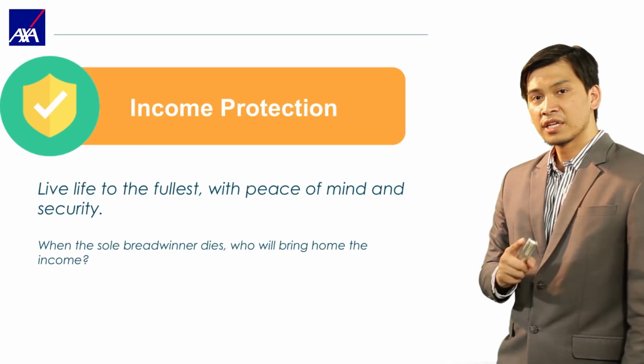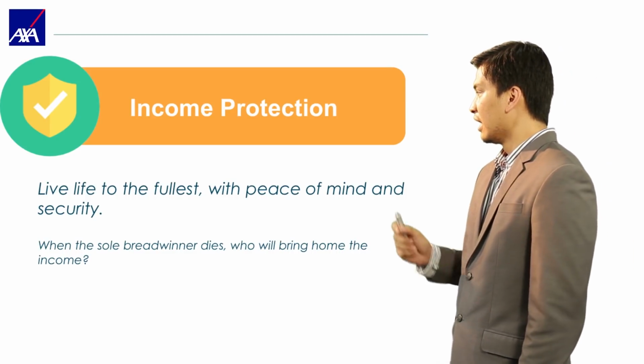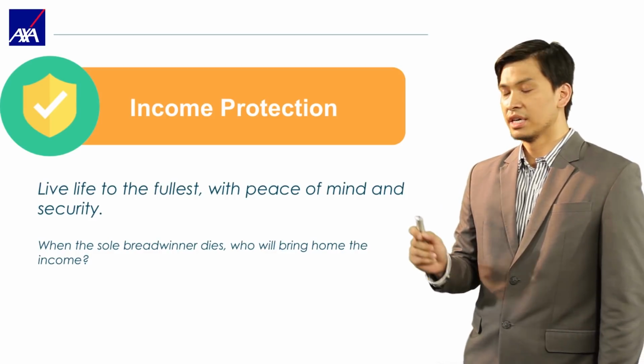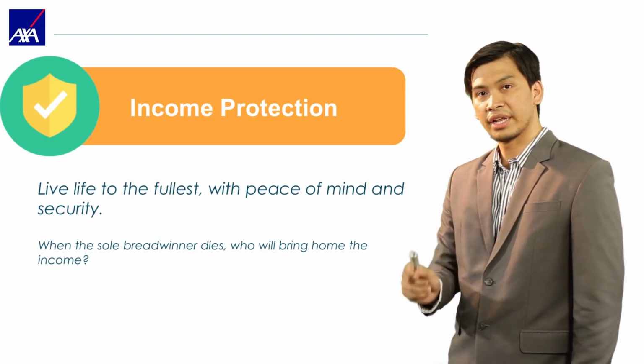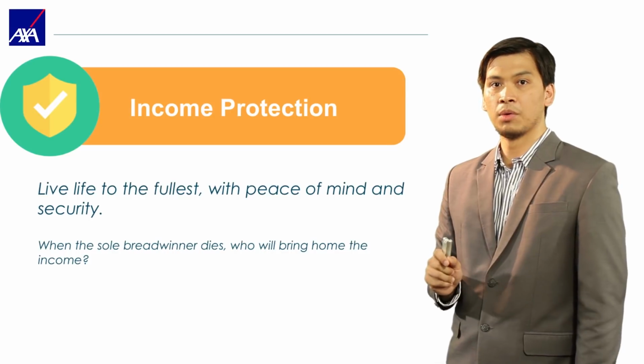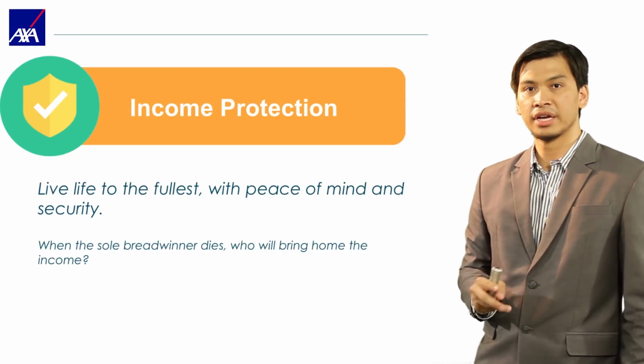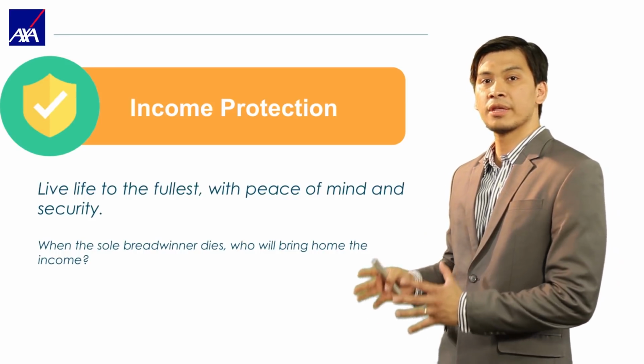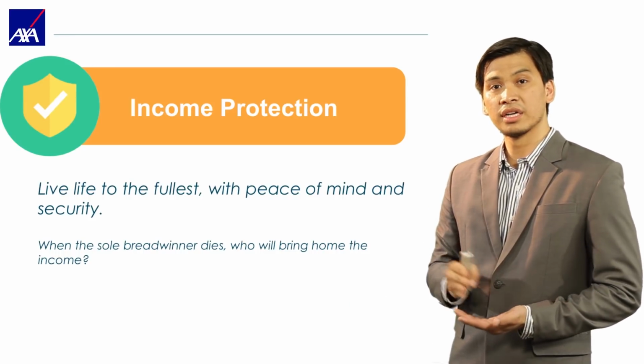Next need, income protection. Living life to the fullest with peace of mind and security. If there's one need that life insurance addresses the most, it is income protection. And it answers the basic question, what will happen to the dependents when the breadwinner is taken out of the picture?